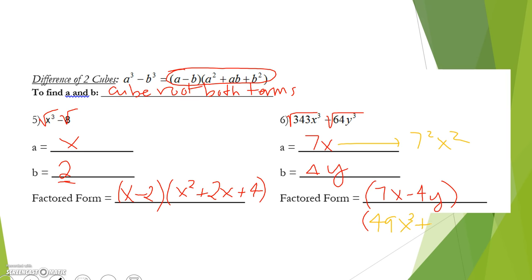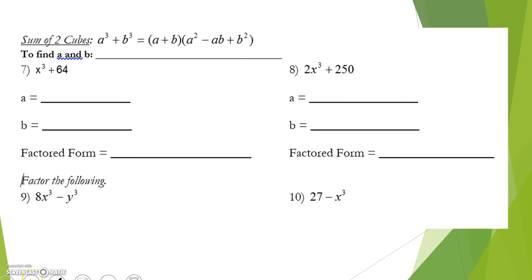Plus, the next part of the formula is a times b. So you want to actually multiply them together. 7x times 4y, 7 times 4 is 28, and you still have the xy. Plus b squared, again, when you're squaring the b, you have to square the number and the variable. So 4 squared is 16, y squared. That's your final answer. Kind of ugly, but that's it. You don't have to do anything else.